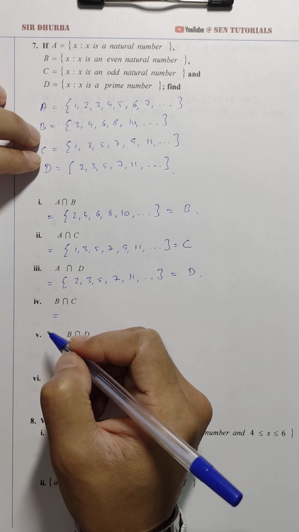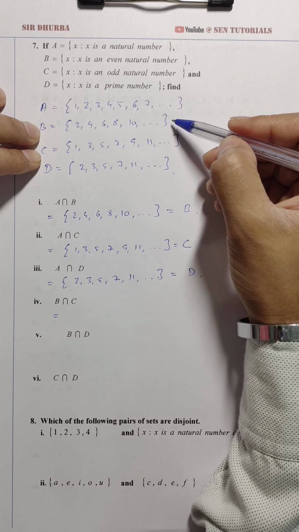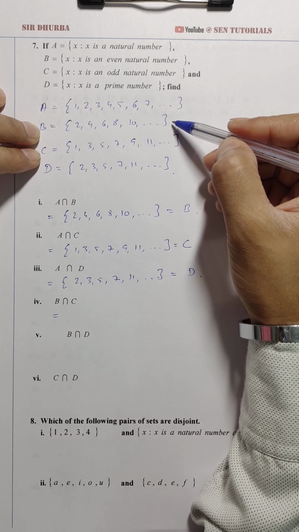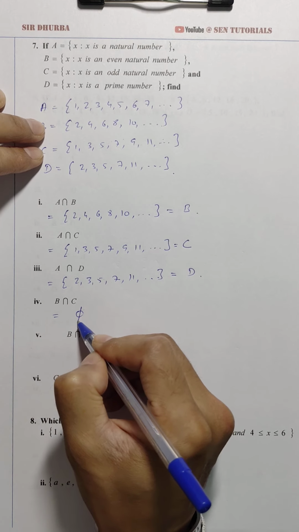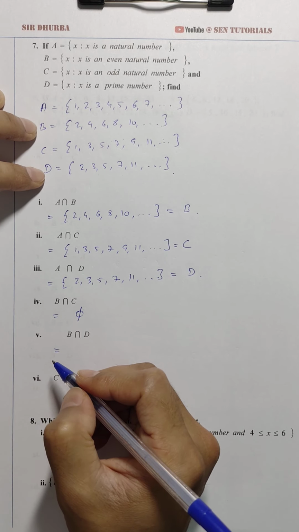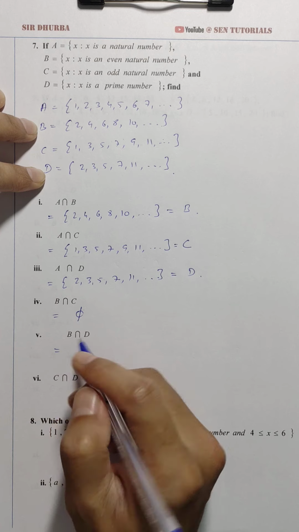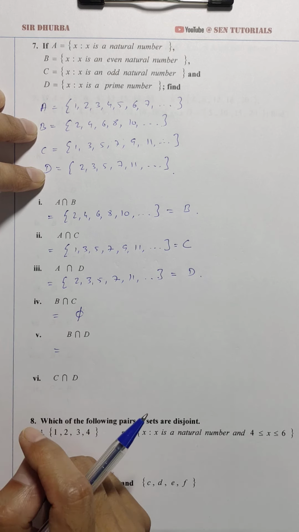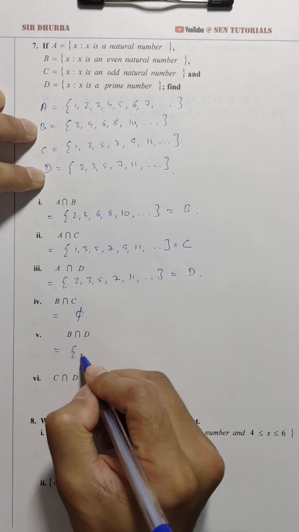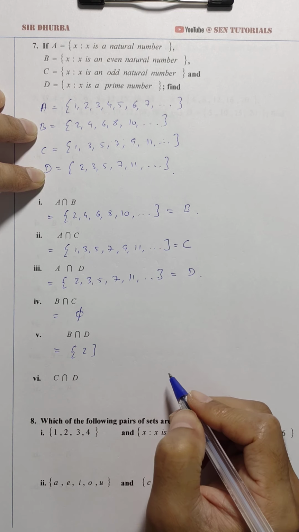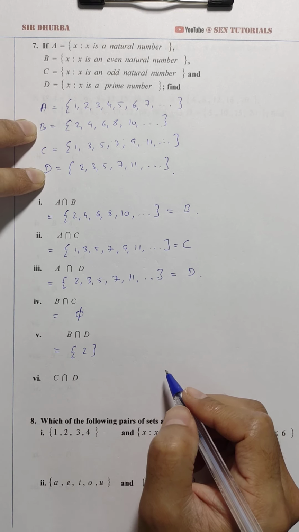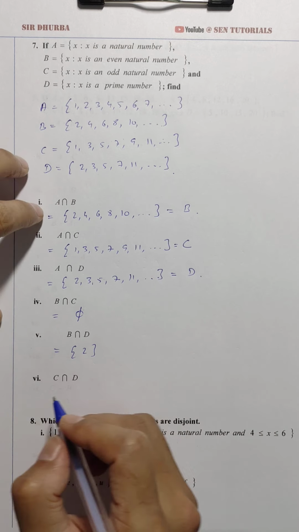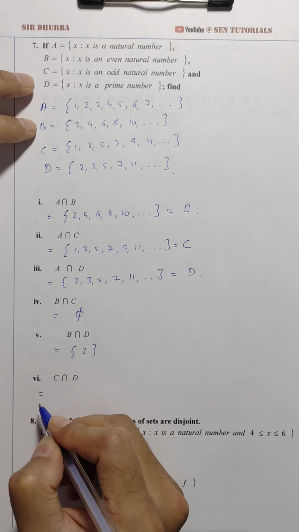B intersection C. B and C. See, will we be able to get any common element between even and odd? No, we will not. So we'll be getting a null set. What about B and D? Of course, because B is a set of even natural numbers, D is a set of prime numbers. We do have one even prime number, that is 2. So it's very clear from here also. And the last one, C and D.